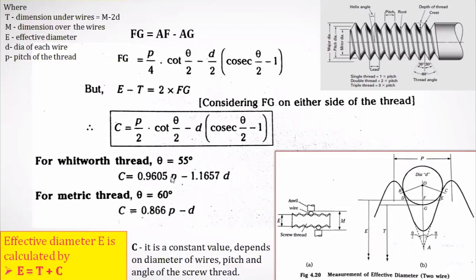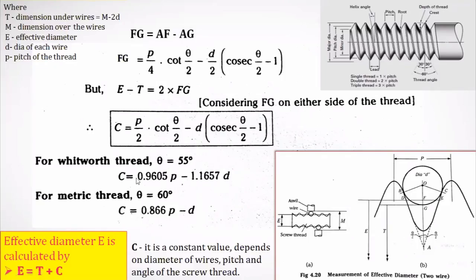The small p represents pitch of the thread, right? Small p, pitch of the thread. Small d represents diameter of this wire which is being selected. So using this equation, if it is Whitworth thread, you can calculate the value of C. You can substitute into that equation E is equal to T plus C to get the effective value. This equation is equal to T plus C, because T value anyhow you can obtain as M minus 2D. You can see here represented, right? Finally you can get the value of E.